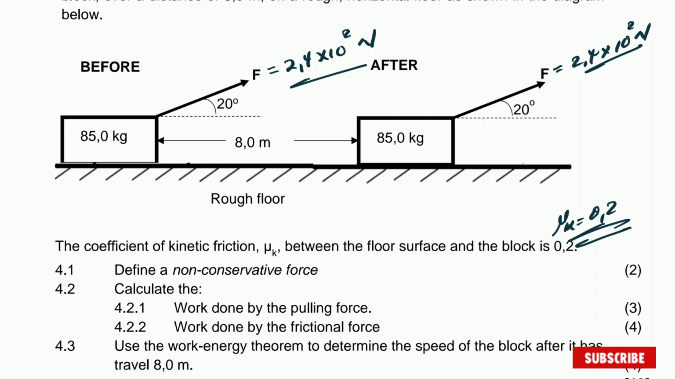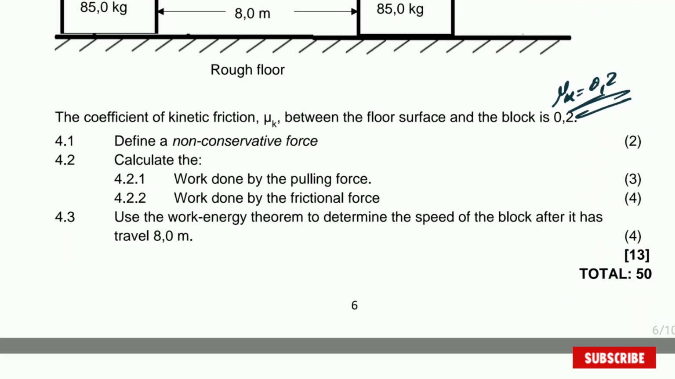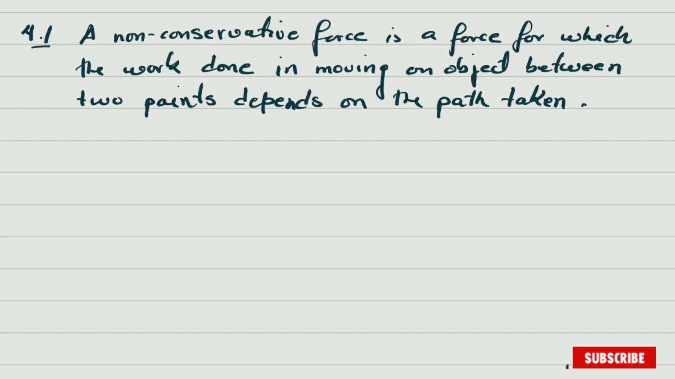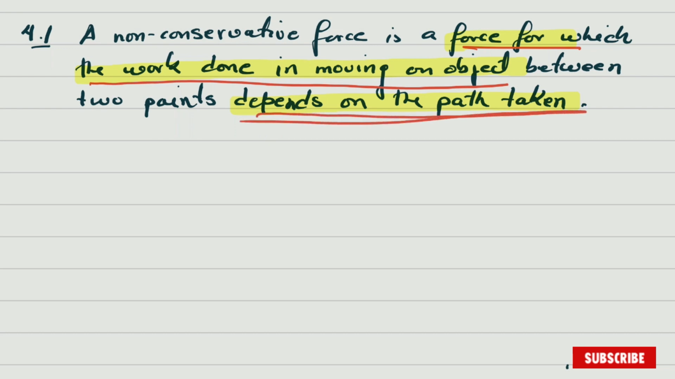We spoke about that one in the previous video, as well as the example, but we are going to write the definition of a non-conservative force. A non-conservative force is a force for which the work done in moving an object between 2 points depends on the path taken. That is important. We learned about conservative forces in the previous videos, so you can go and watch that one there.